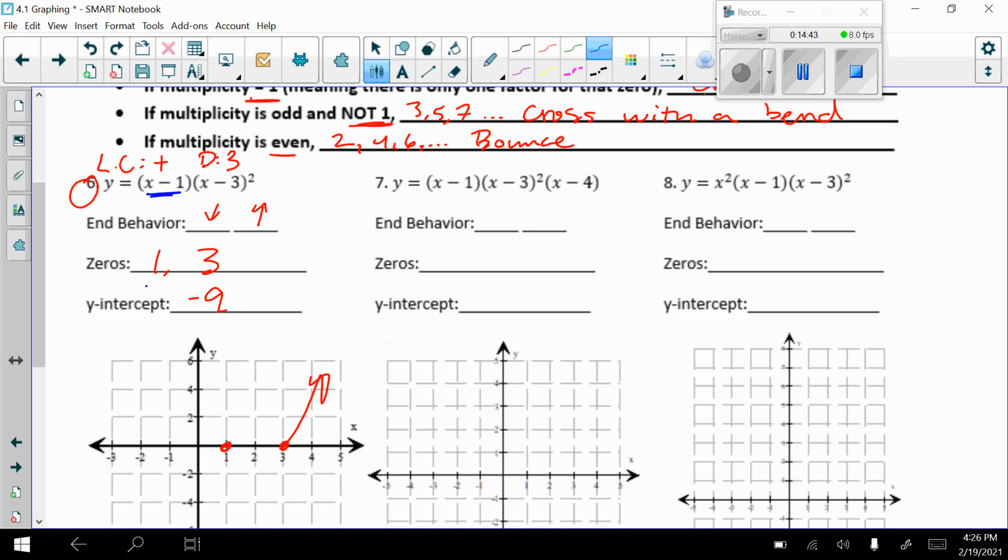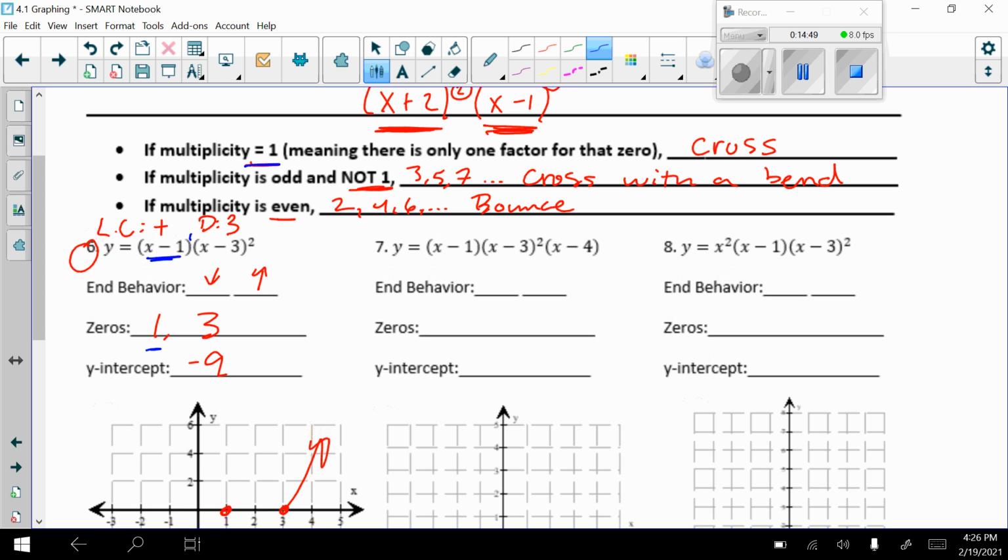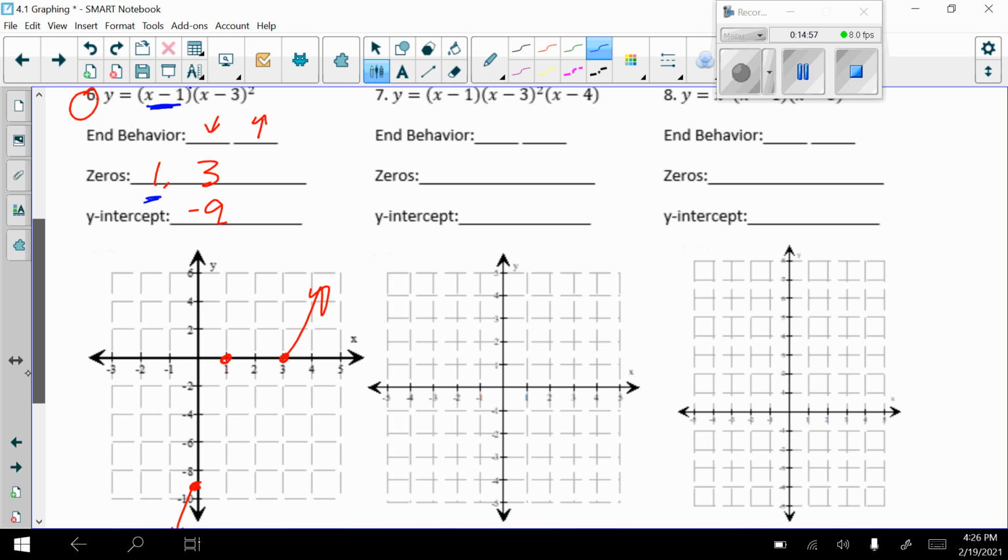At 1, that's the 0 associated with x minus 1, this thing has a power of 1, right? So when I have a power of 1, that's the multiplicity. I cross the x-axis at the solution for this factor, which is 1. So when I come up to 1, that means I am going to cross the x-axis right here. So I'm going to come up from the y-intercept and cross the x-axis at 1.